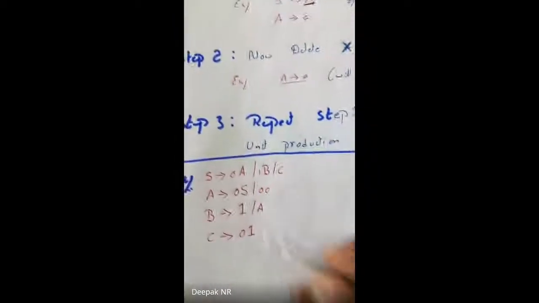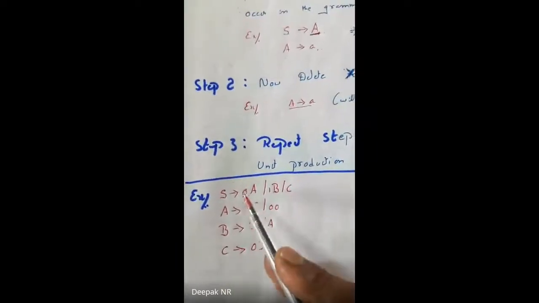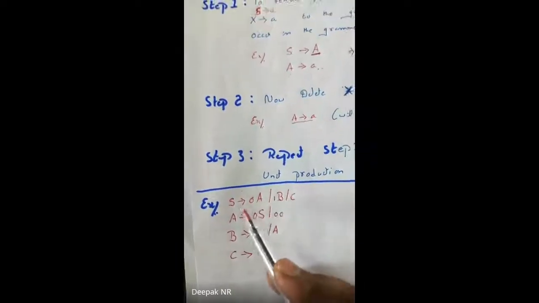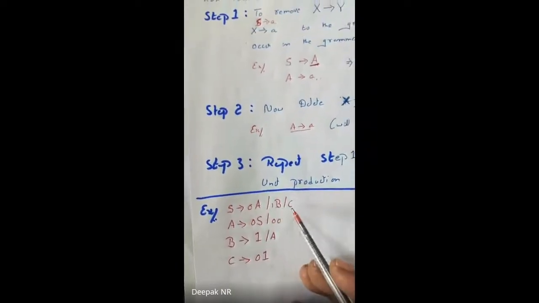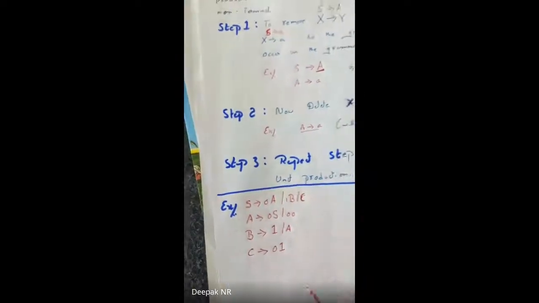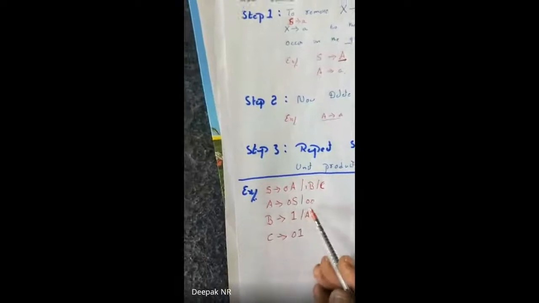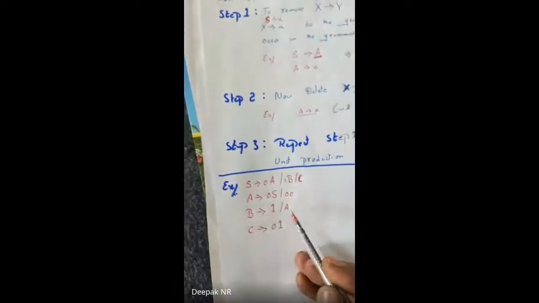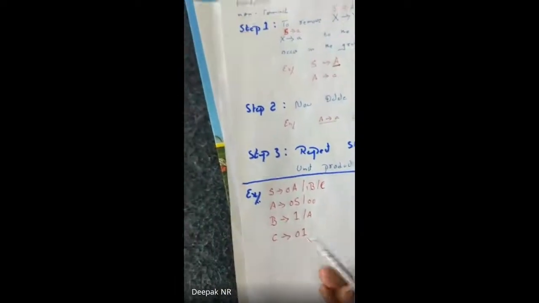I hope if I take an example, you will come to know the given formula. Okay, I have taken this as an example. S tends to 0A, 1B, C, where 0 and 1 are terminals and C is a capital C. A tends to 0S, 0, 0. B tends to 1, B tends to A. C tends to 1.